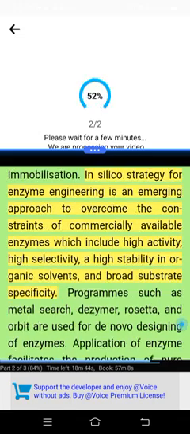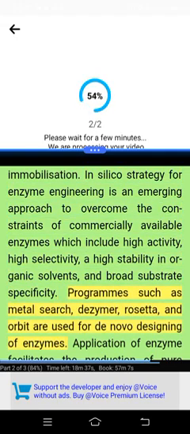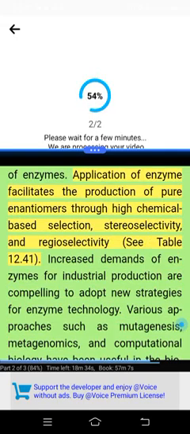In silico strategy for enzyme engineering is an emerging approach to overcome the constraints of commercially available enzymes, which include high activity, high selectivity, high stability in organic solvents, and broad substrate specificity. Programs such as Metal Search, Dezymer, Rosetta, and Orbit are used for de novo designing of enzymes. Application of enzymes facilitates the production of pure enantiomers through high chemoselectivity, stereoselectivity, and regioselectivity.